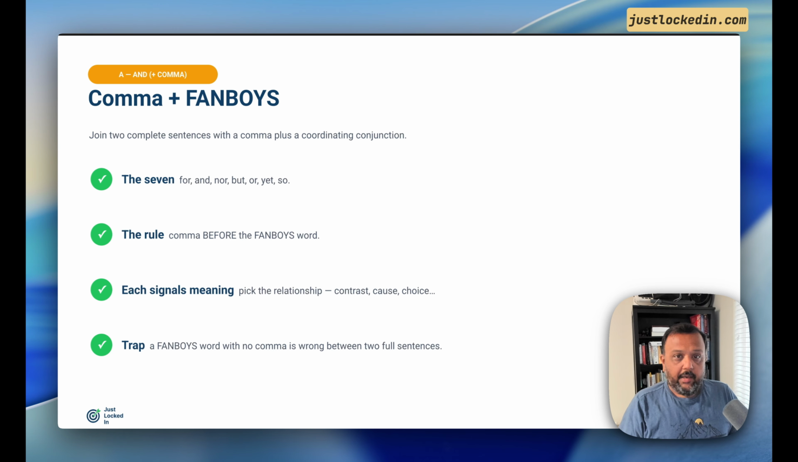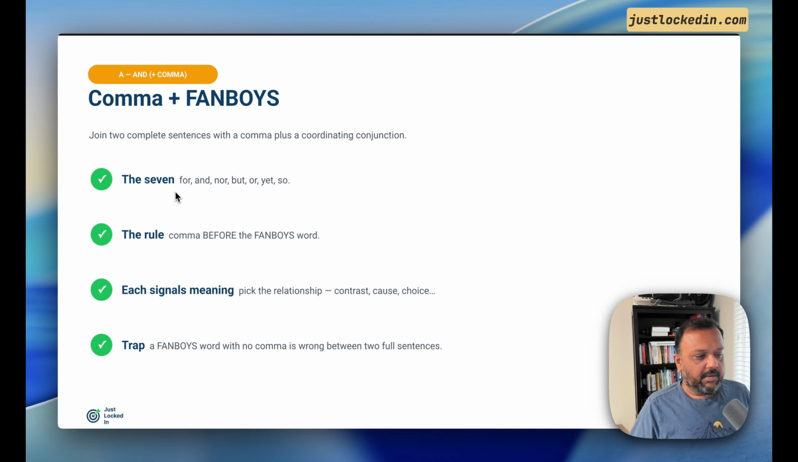All right. Okay, so the next one, in SPACY, C stands for a comma. A stands for and plus comma. So when I said and, it's not just and, but it's also a set of conjunctions related to and. We call them FANBOYS conjunctions. Remember this, it's a very popular mnemonic in grammar. FANBOYS stands for for, and, nor, but, or, yet, so.